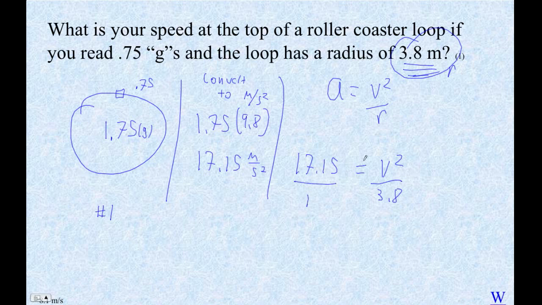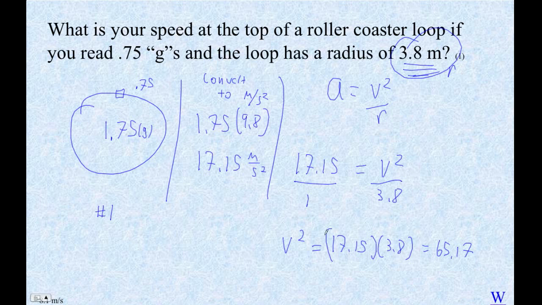Now remember, we're just going to cross multiply this, right? So v squared equals, and then these times these equals these times these, right? So 17.15 times 3.8. So that times 3.8 is 65.17, right? And that's v squared, right?